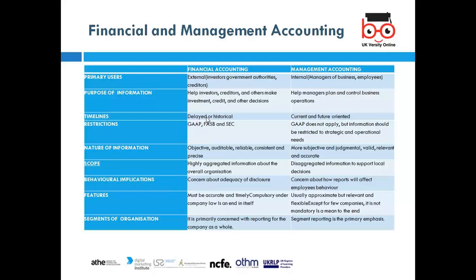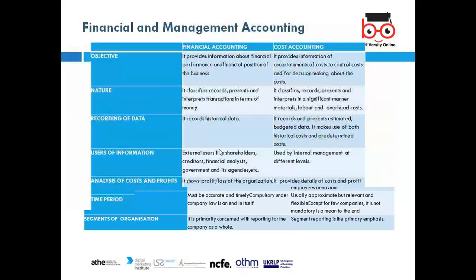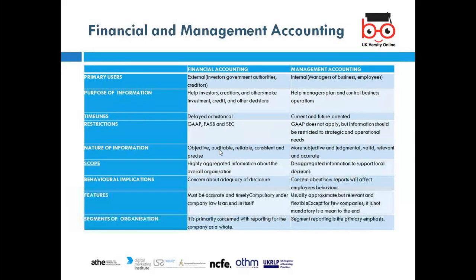Nature of information is objective. Financial accounting is always an auditable document. Auditors come and check our financial statement. Scope: highly aggregated information. I'll show you some statements now that will make more sense. Behavior implications. There could be future segments, different types of business, what activity they do.